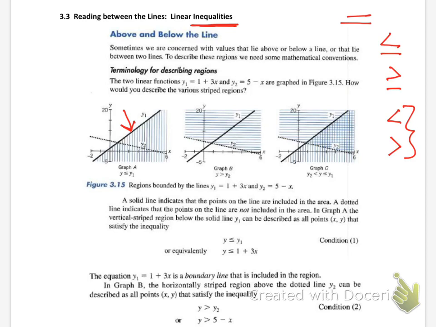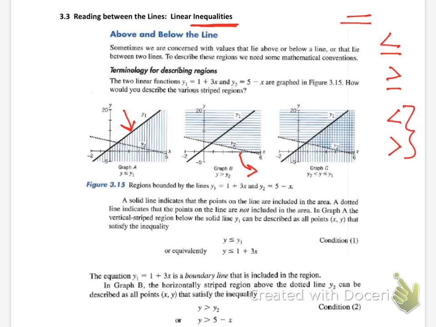Okay, in graph B, look at the shaded area. The shaded area represents where y is everywhere greater than y2. Why do I say greater here and not greater than or equal to? I say greater than because look at the dashed line. So the line y2 itself is not part of the solution.